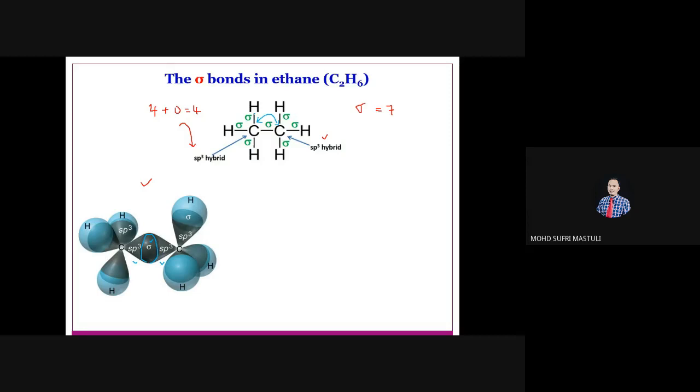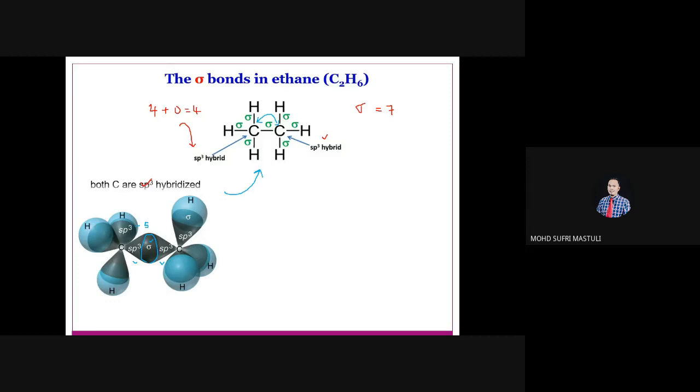Another overlapping is between the sp3 of carbon and the s orbital of hydrogen, like this. Between carbon sp3 and hydrogen s, the overlap should be sigma. Okay, so all of these are sigma, this one sigma, this one sigma, this one sigma, this one sigma, and this one sigma.